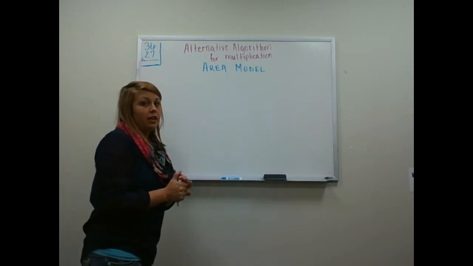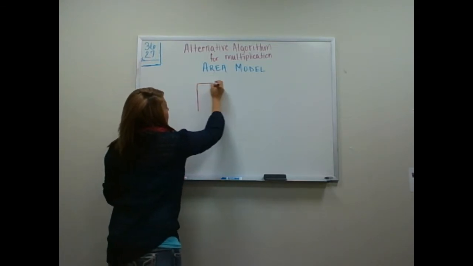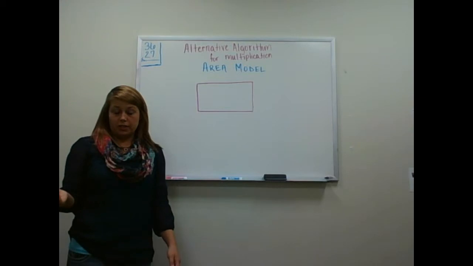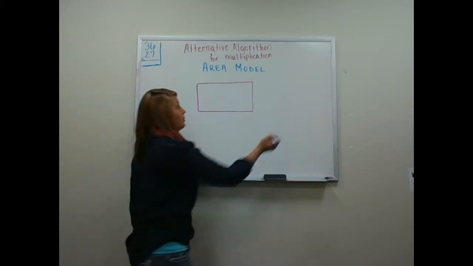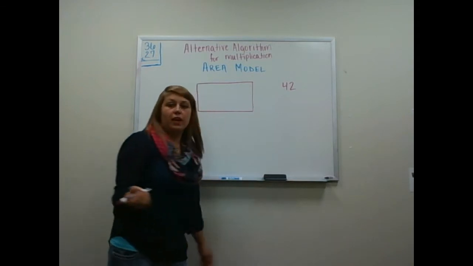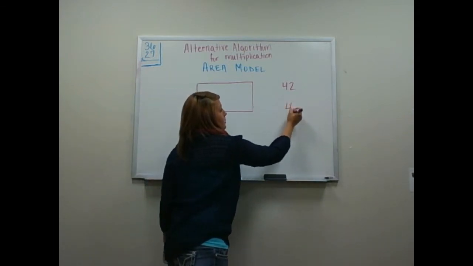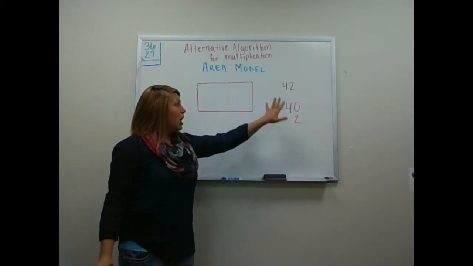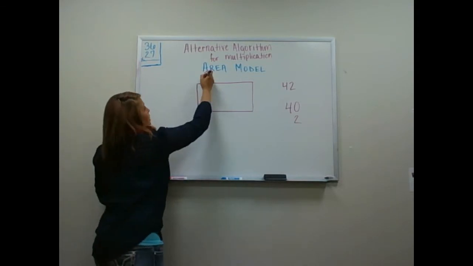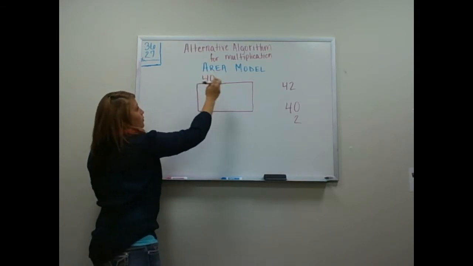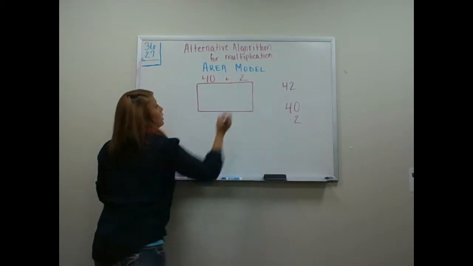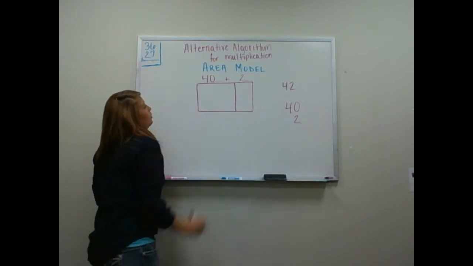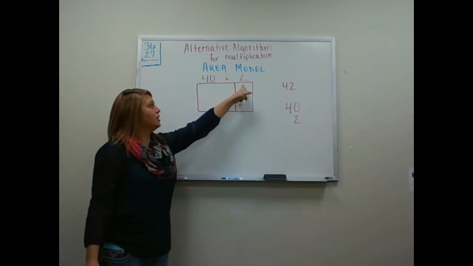First thing you want to do is to draw a rectangle. Now, our first number that we are going to use is going to be 42. Now, I know that 42 is made up of 40 plus 2. So, on my rectangle, I'm going to do the double digit up top, the first number. I'm going to write 40 plus 2, because I know 40 plus 2 equals 42. Now I'm going to draw a line. We're going to say that this here is 40 and this here is 2.